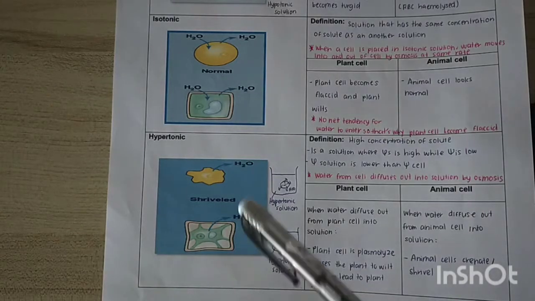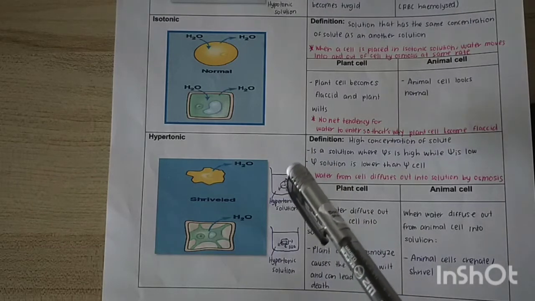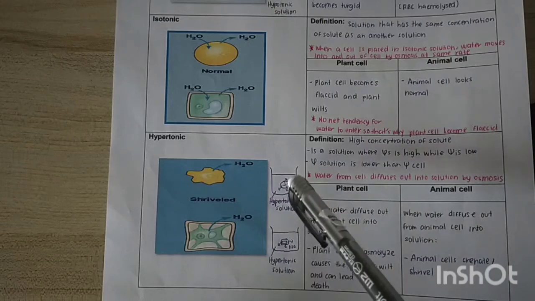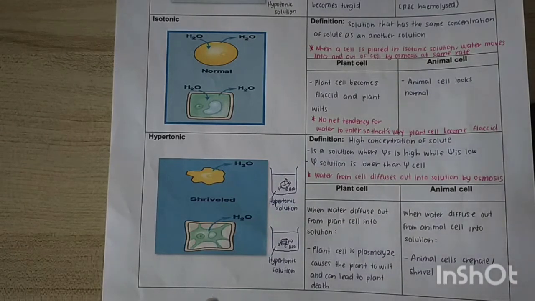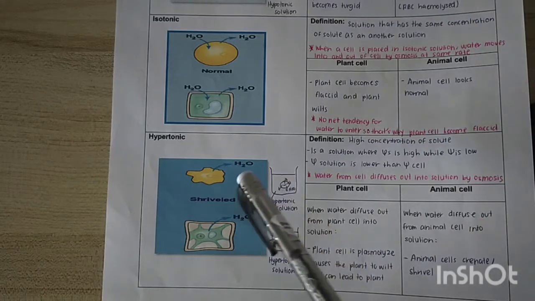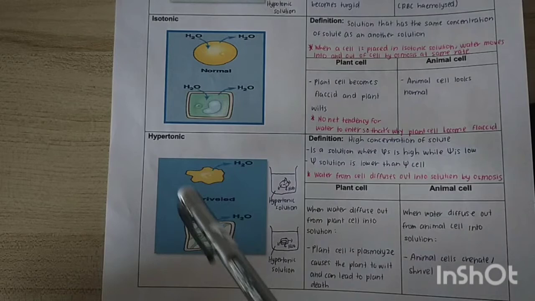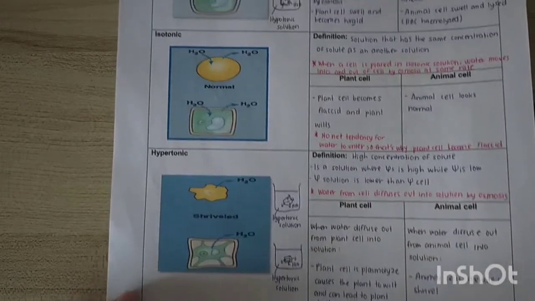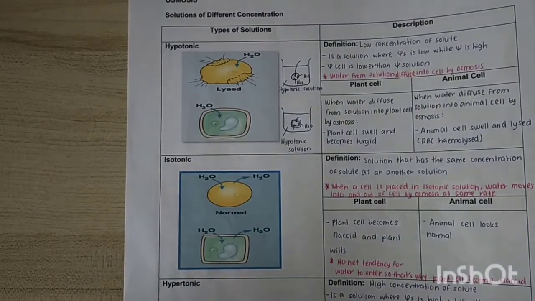But for animal cell, what happens when you place the animal cell inside of the hypertonic solution? So the concept is the same. Water from the cell will diffuse out into the solution by osmosis. So what happened to the animal cell? Animal cell will crenate or shrivel. Shrivel ni maksudnya bentuk macam ni lah. Okay, so this is about types of solution of different concentration.